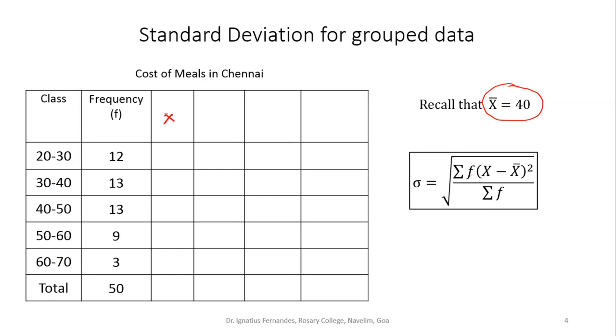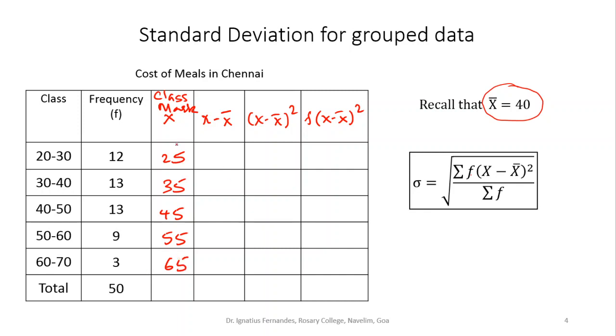So I have x, then I do x minus x bar, the whole square. First I'll find out x minus x bar, and then x minus x bar, the whole square. So next column I make x minus x bar, the whole square, and then I multiply f to this value. So f multiplied to x minus x bar, the whole square. So this x is the class mark. We already know it is the midpoint. We have already found it earlier. So this is 25, this is 35, 45, 55 and 65.